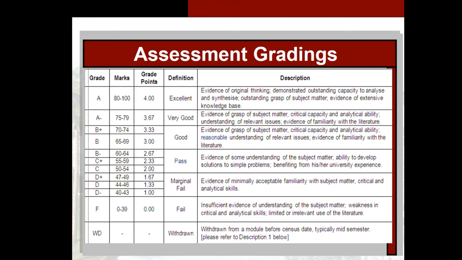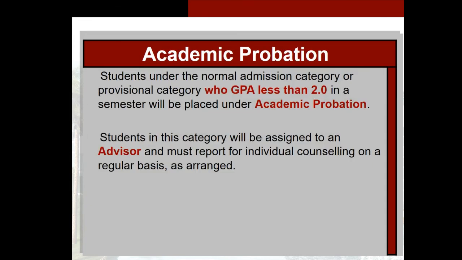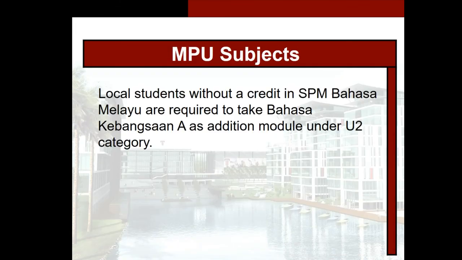Academic probation. Students under the normal admission category or professional category whose GPA is less than 2.0 in a semester will be placed under academic probation. Students in this category will be assigned to an advisor and must report for individual counseling on a regular basis as arranged. MPU subjects. Local students without a credit in SPM Bahasa Melayu are required to take Bahasa Kebangsaan A as an additional module under U2 category.